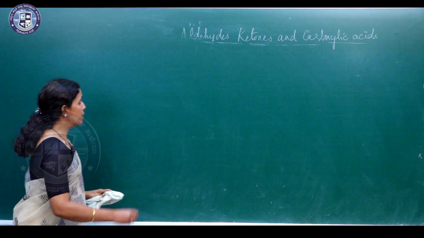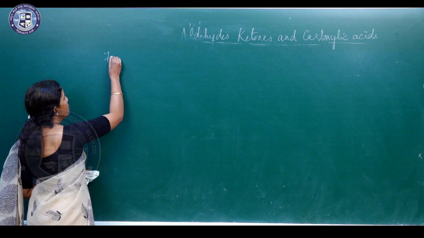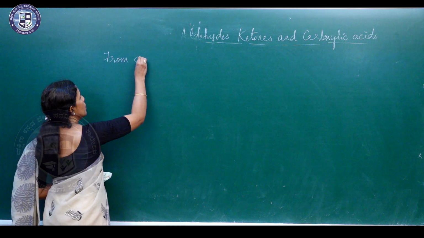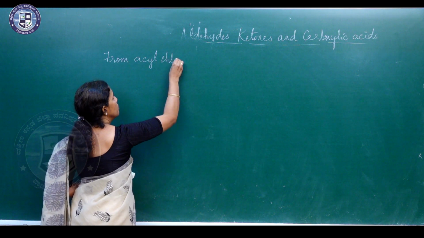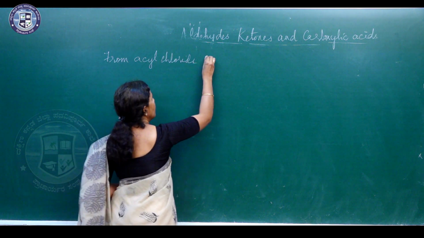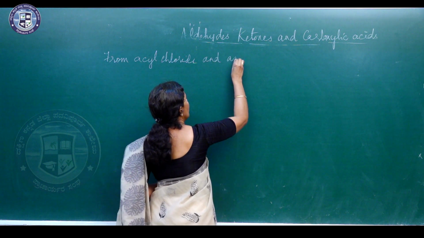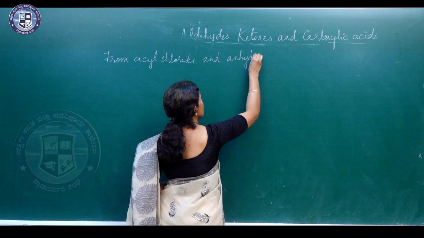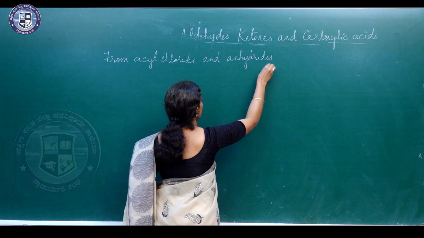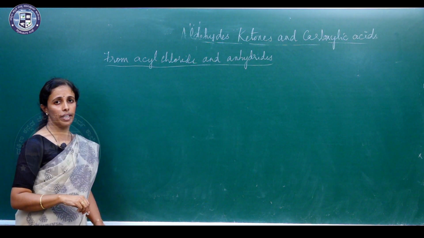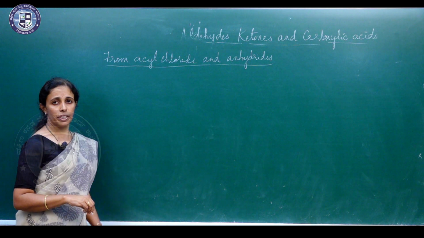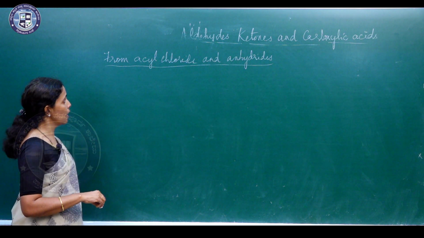So, the next method is from acyl chlorides and anhydrides. So, what are acyl chlorides and anhydrides? Both are the derivatives of carboxylic acids.